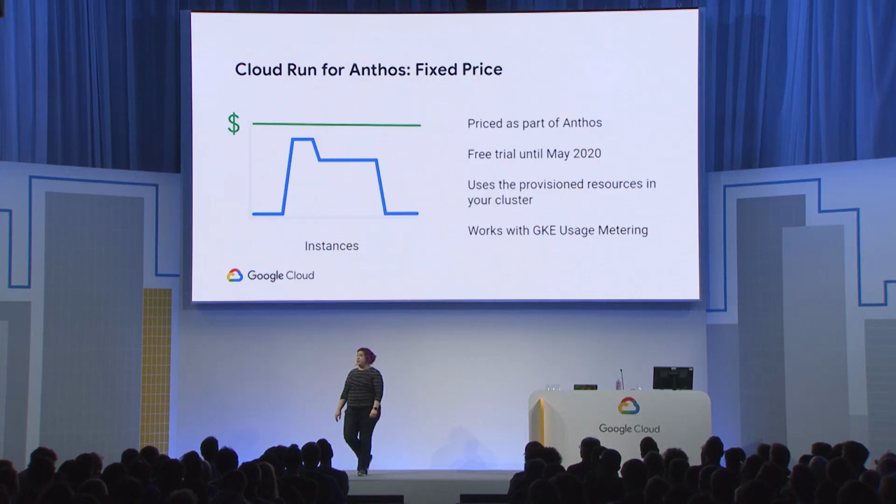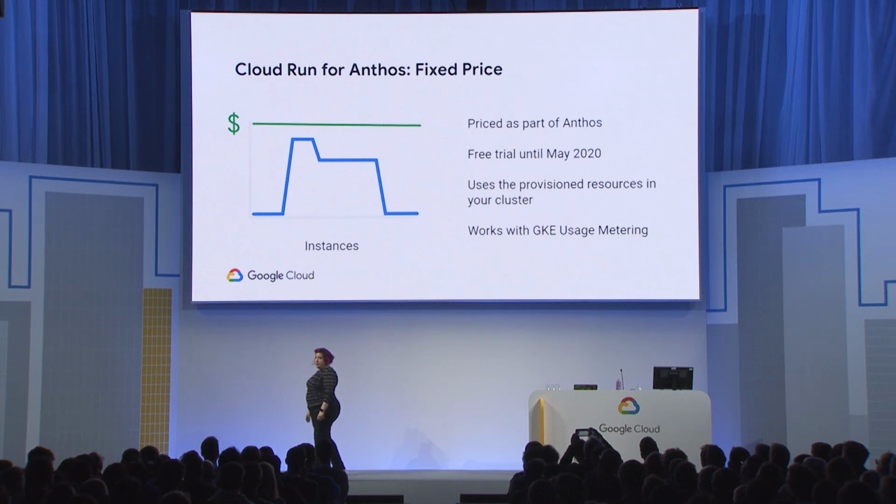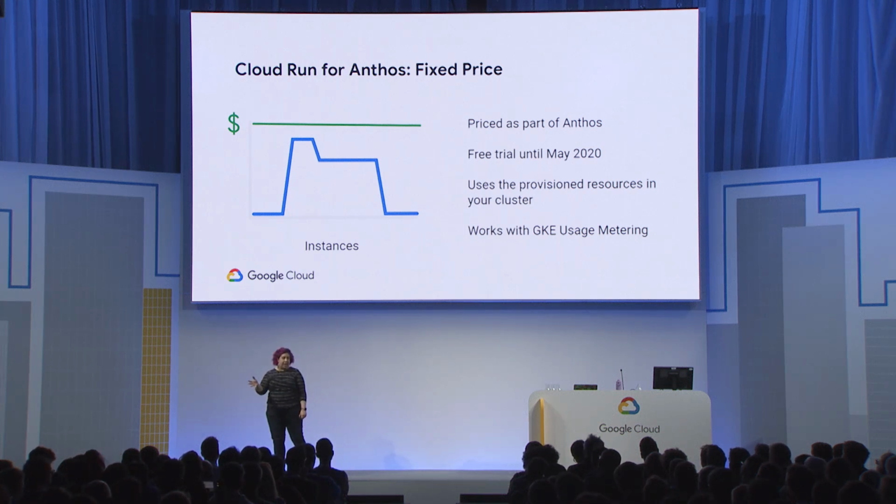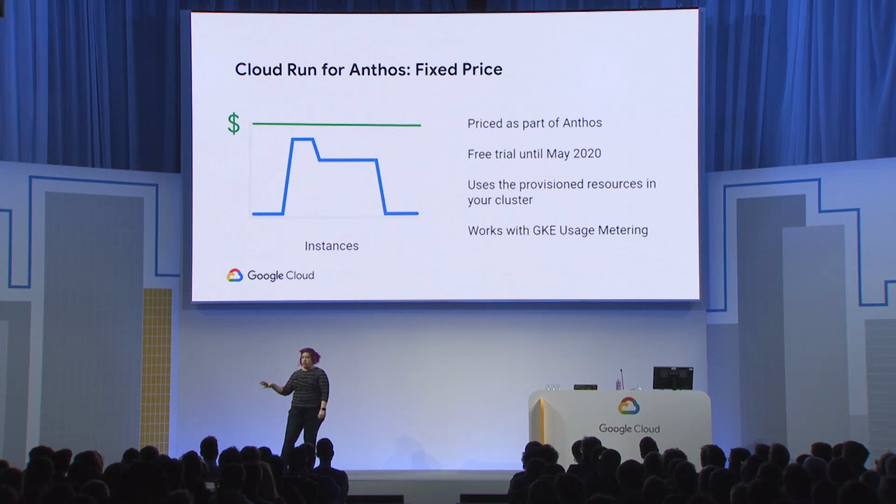Now, Cloud Run for Anthos is, of course, priced differently. It has a fixed price. It's priced as part of Anthos. There's two versions of Anthos. There's a version that runs on GCP. It's priced much cheaper than the on-prem version. And there you pay per number of vCPUs. There's a free trial offered for Cloud Run for Anthos until May of 2020, because we really want you to try out the product before you see if you really want to adopt it.